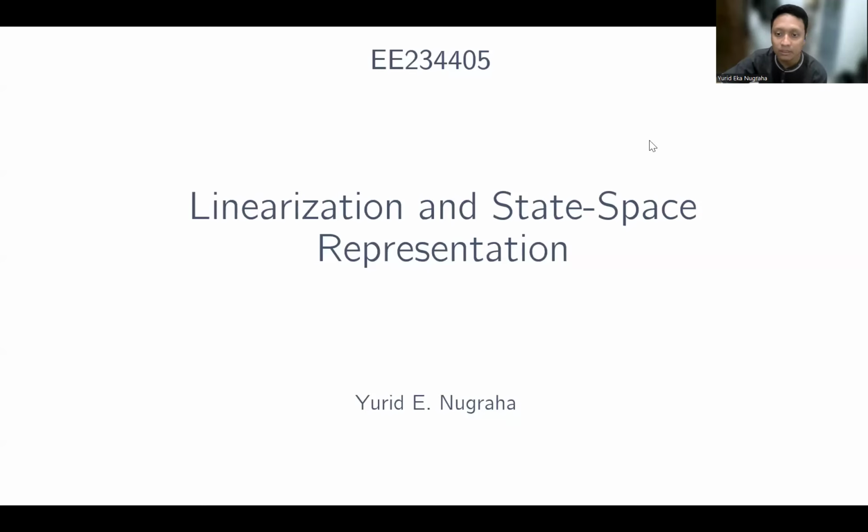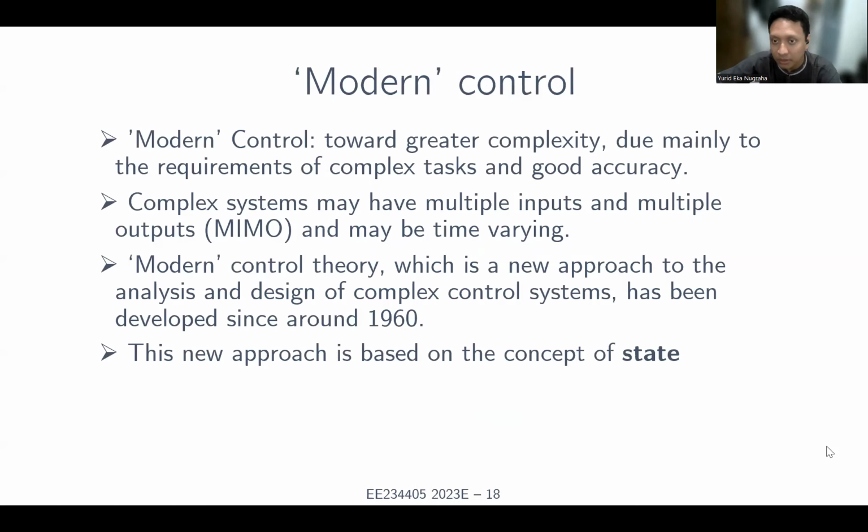Okay, so hi everyone. In this talk, I would just like to continue on what we have discussed before in the class about state space representation of the plant or of the system, and a little bit about the linearization of the nonlinear system, right? So we begin with the concept of modern control that we have also already touched before.